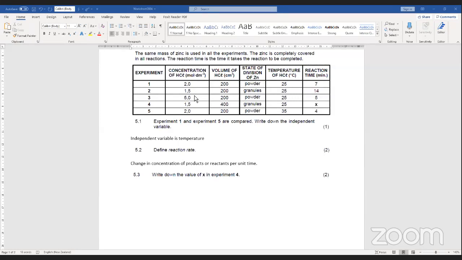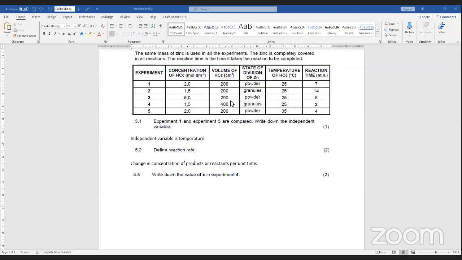And we said it was 2 because you've got the same concentration. So if you look at it, your concentration of hydrochloric acid here is 1.5, and for experiment 4, it's also 1.5. Your volume of hydrochloric acid is 200, but your volume for experiment 4 is 400. Your state of division of zinc is granules for both of them. Your temperature is 25 and your temperature is 25.